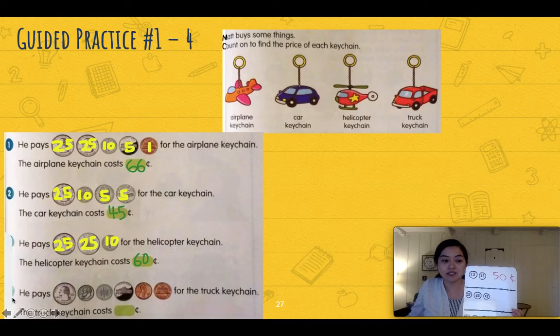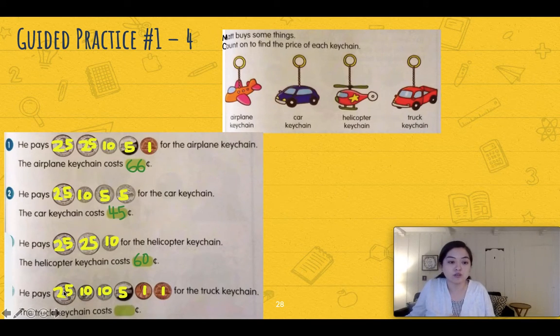Sweet. And now the last one, number 4. He pays these coins for the truck keychain. The truck keychain costs how much? So let's see, I have a quarter, I have 2 dimes, I have 1 nickel, I have 2 pennies. So here are the values of those coins. So let's count on from 25. 25, 35, 45, 50, 51, 52. The truck keychain costs 52 cents. And here are the values of the keychains over here.